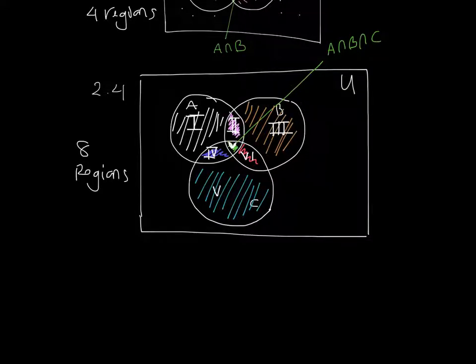And then region 7 is this blue. And then region 8 is everything outside of that set. Okay, so again, 3 intersecting sets separate the universal set into 8 regions. So this is the big picture.